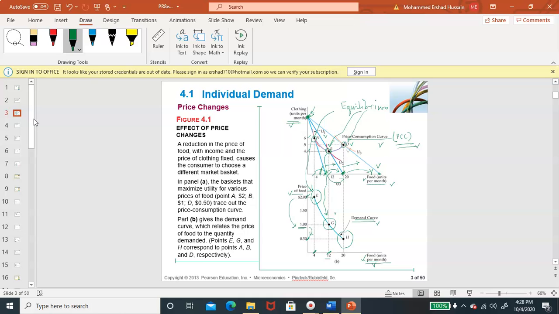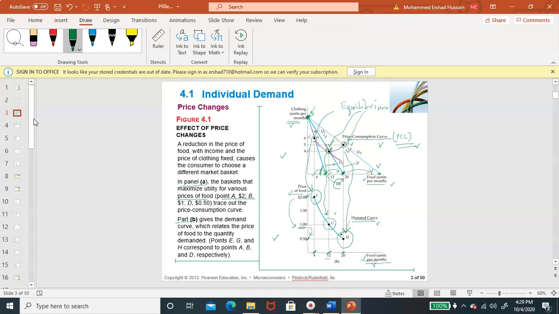And at that new equilibrium D, they will consume what? They will consume at point H, right? And at 50 cents, the quantity demanded will be 20. See that? So that one is panel A and panel B. Panel A is here on top, and panel B is this one. So these are the baskets that maximize utility for various prices of food.